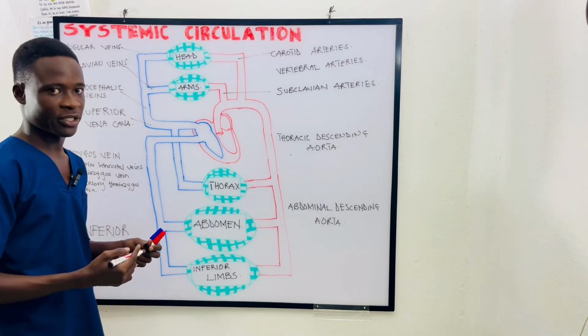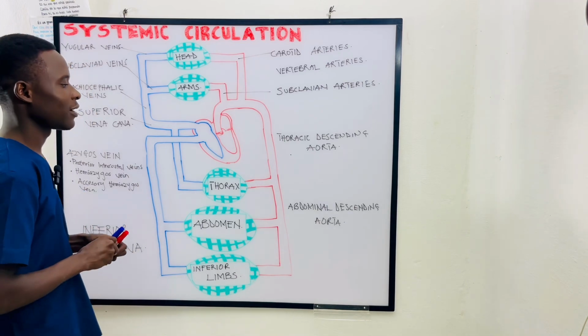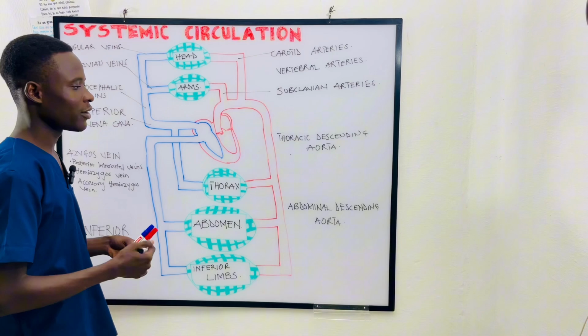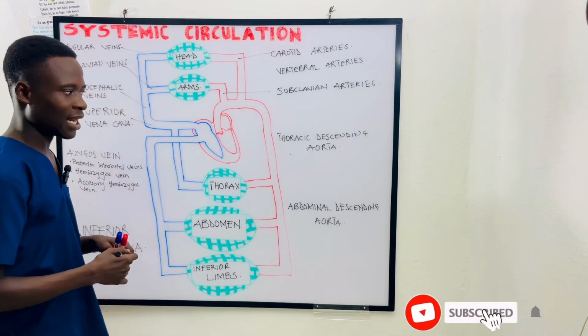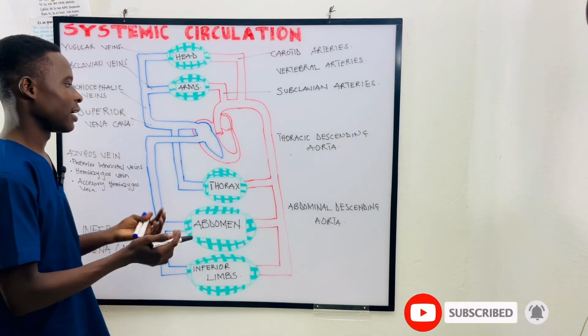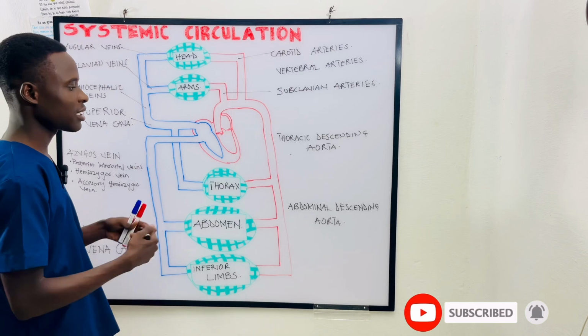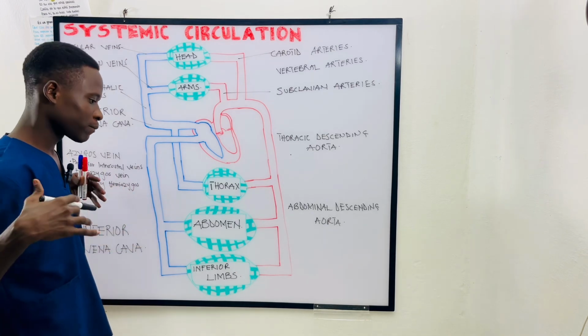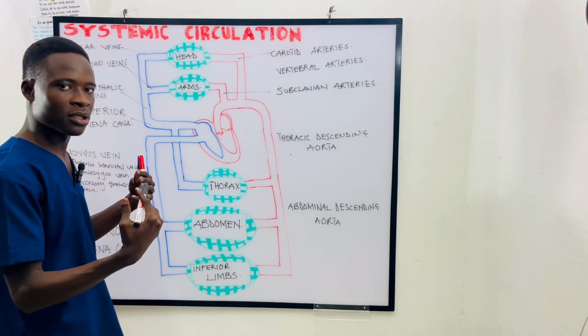We have the pericardial artery. The pericardial artery will supply the pericardium with blood. We have the intercostal arteries. The intercostal artery will supply the intercostal muscles with blood.